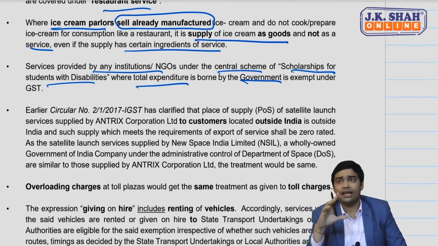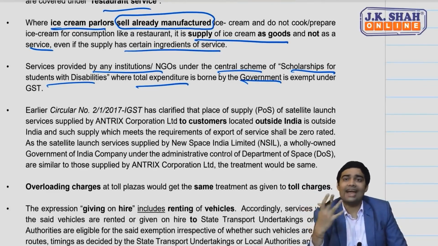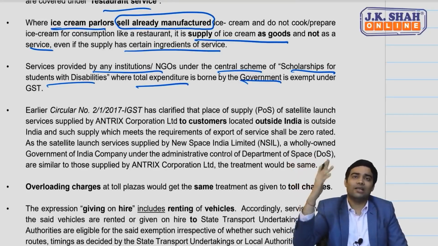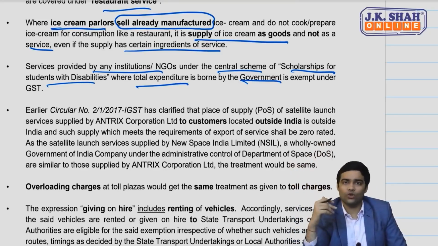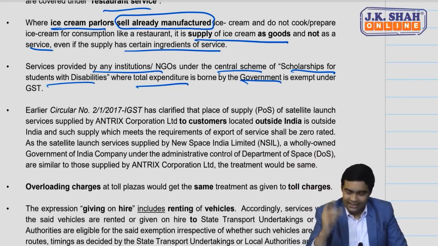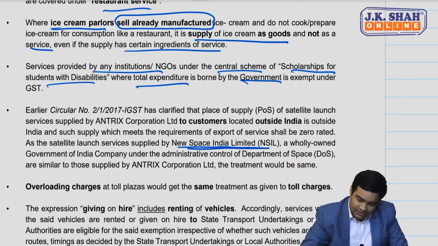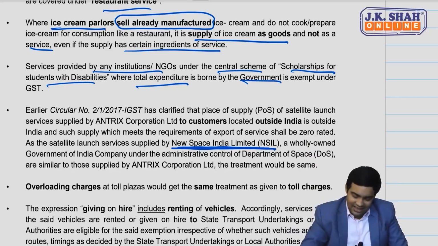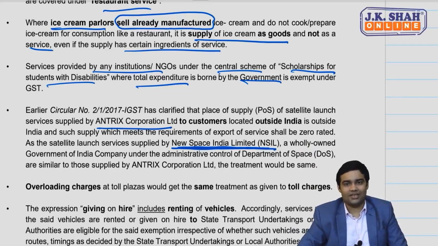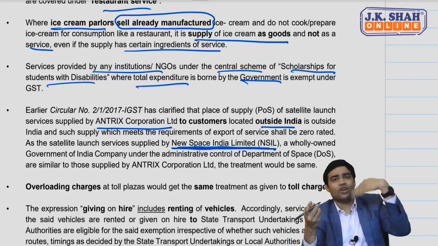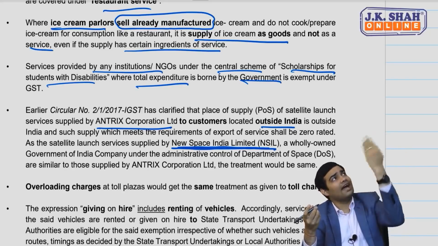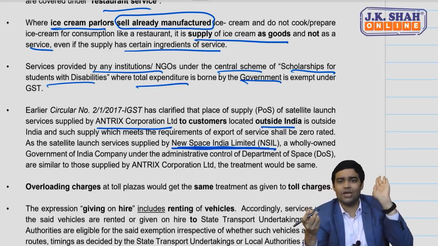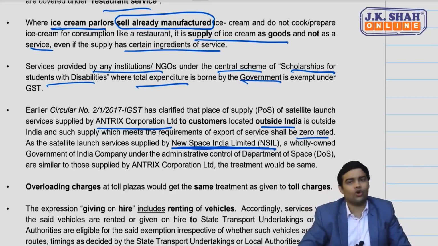Then, in case of satellite launch service, Antrix Corporation, place of supply is outside India because the satellite is going outside India. Now, there are other entities like New Space India Limited. The question was, when they are providing such service, whether in that case also place of supply will be outside India. Earlier, CBIC had given a circular on Antrix Corporation Limited, saying that if they are providing services to a customer outside India, place of supply is outside India because satellite launch service is transportation of goods, and as the satellite is going outside India, place of supply will be outside India. So Antrix will get zero rating.